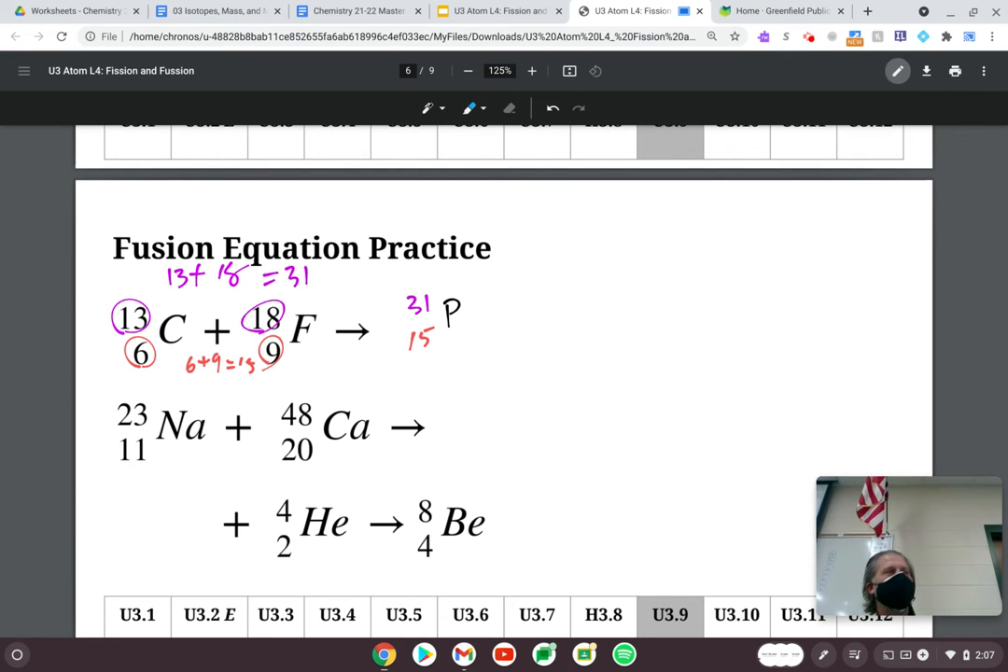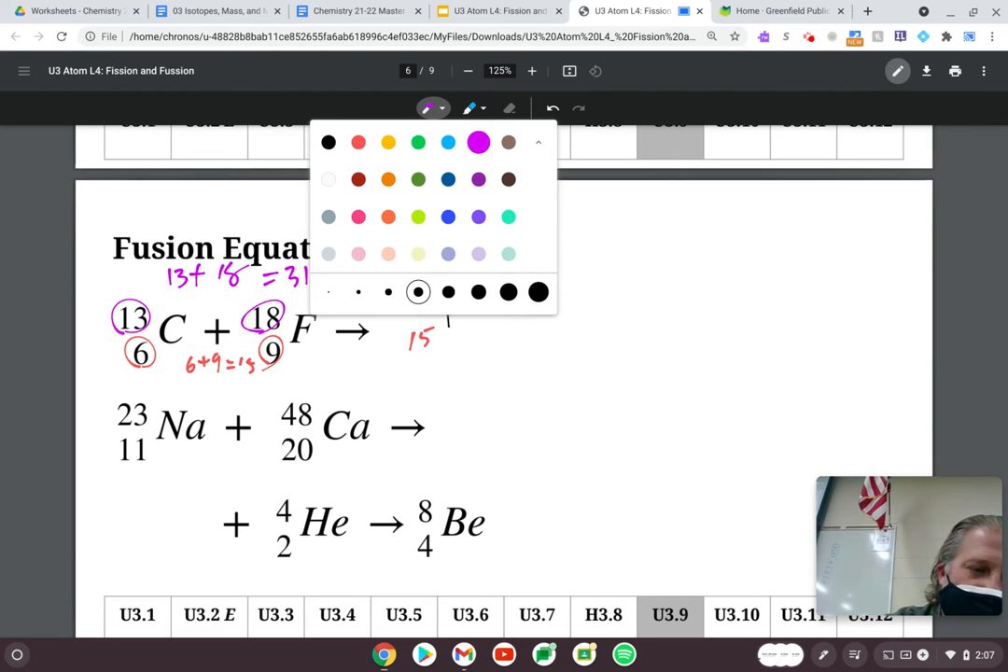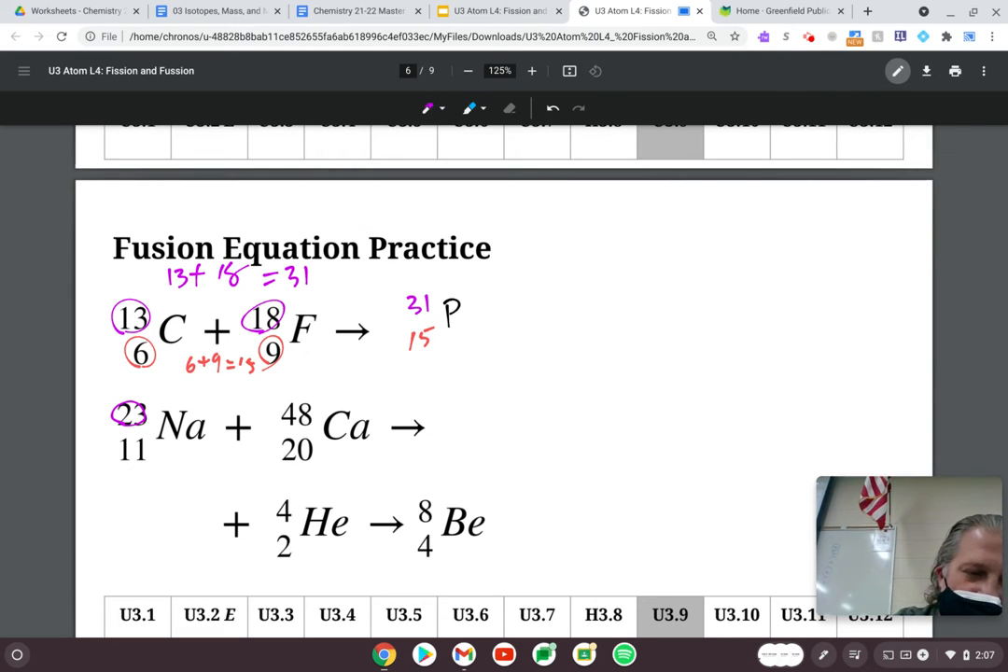All right, let's do one that we haven't done before. So here I have sodium and calcium, right? Sodium, in this case, has a mass number of 23. Calcium has a mass number of 48. So I'm going to take 23 plus 48, and if I do the math right on that, I believe it's 71. So that's going to become my new mass number for the new element that I'm creating.